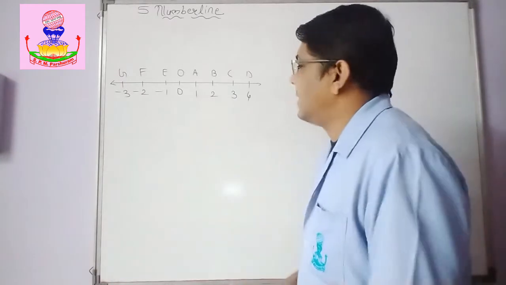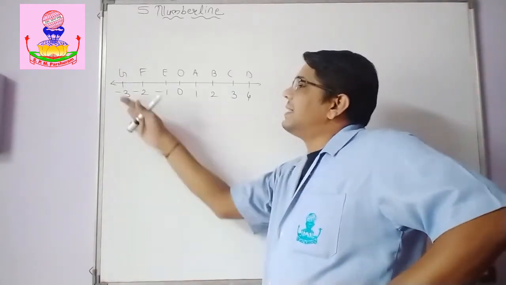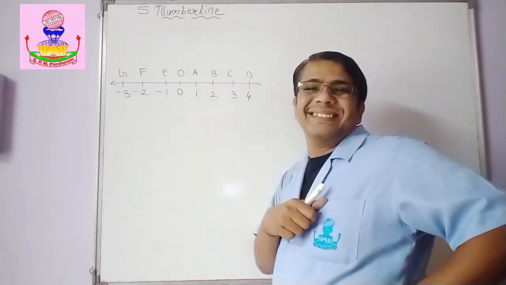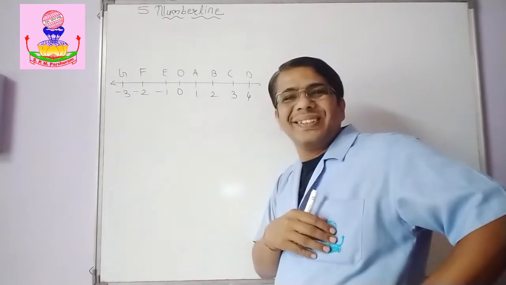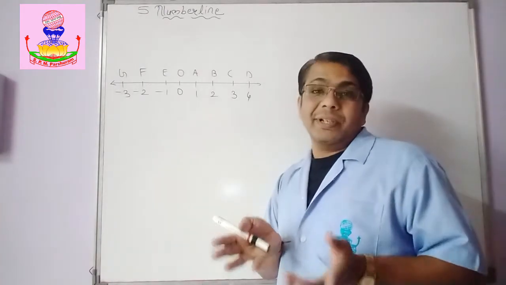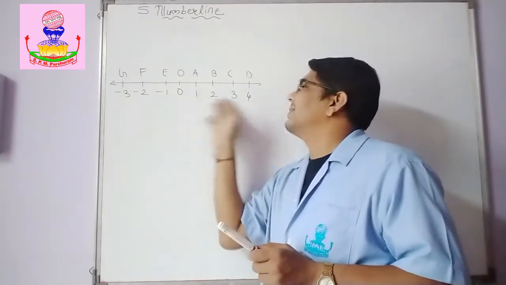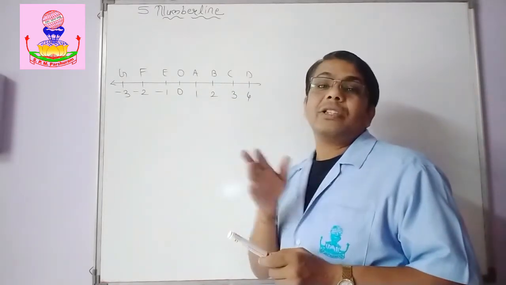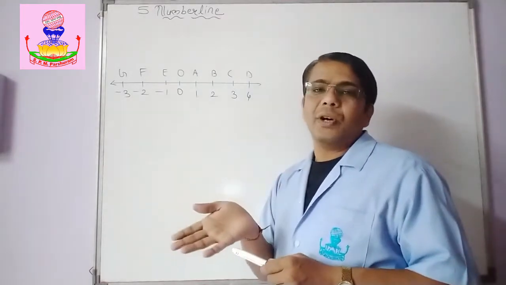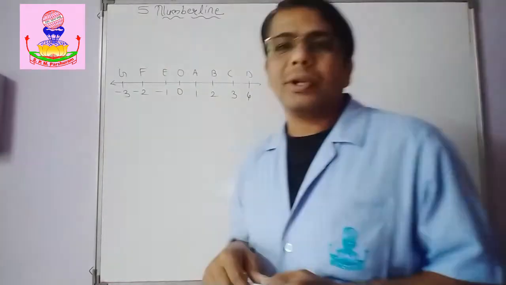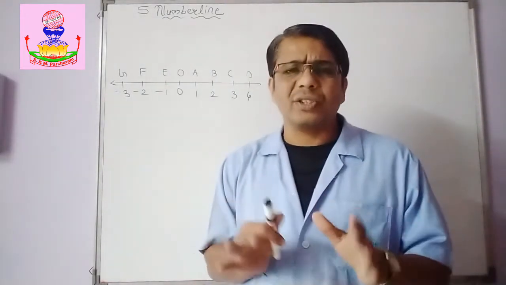And secondly, which is the greatest negative integer on the left hand side of the 0? It is -1, definitely. Then which is the smallest integer on the right hand side of the 0? Yes, definitely, it is 1. So in that way you can understand the number line, and it is easy, not so difficult.